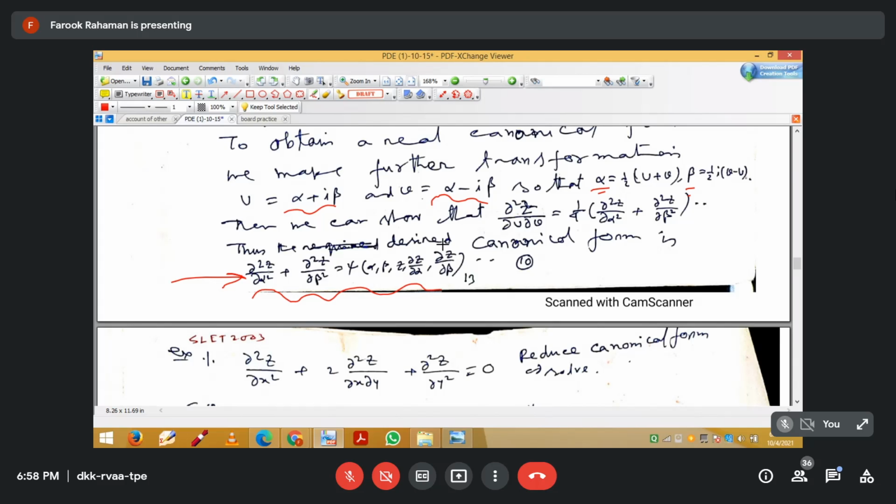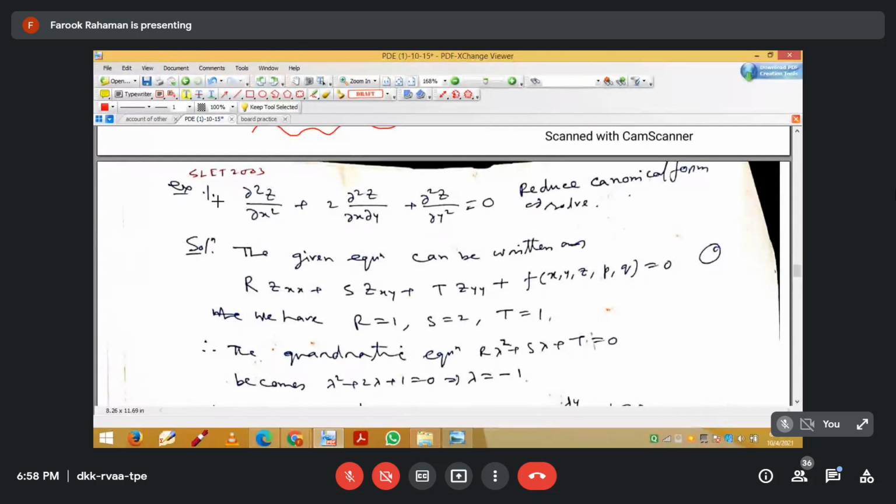Now we can apply this to particular examples. Actually, this is a problem from SLET. Do you know NET exam? Yes, sir. This is a state level eligibility test for the College Service Commission. This problem was given in 2003.